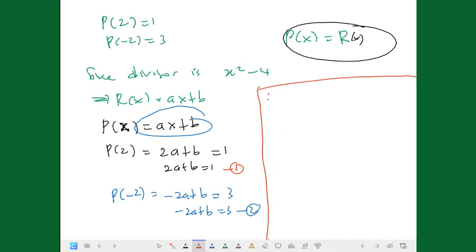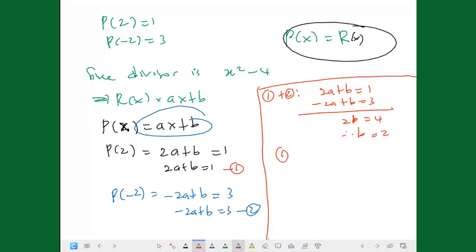So now, okay, equation 1 plus equation 2. 2a plus b is equal to 1, negative 2a plus b is equal to 3. Okay, we get 0. 2b is equal to 4. Therefore, b is equal to 2. Substitute in equation 1. In this, equation 1, we get 2a plus 2 is equal to 1. 2a equals negative 1. Therefore, a equals negative 1 over 2. Settle. Same as just now. But this one is easy.